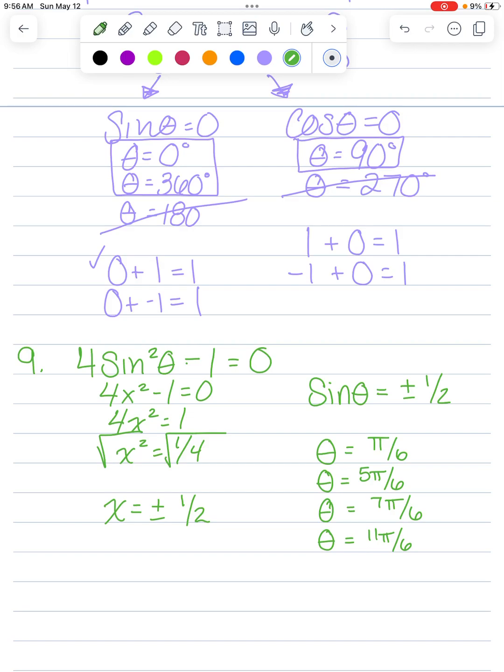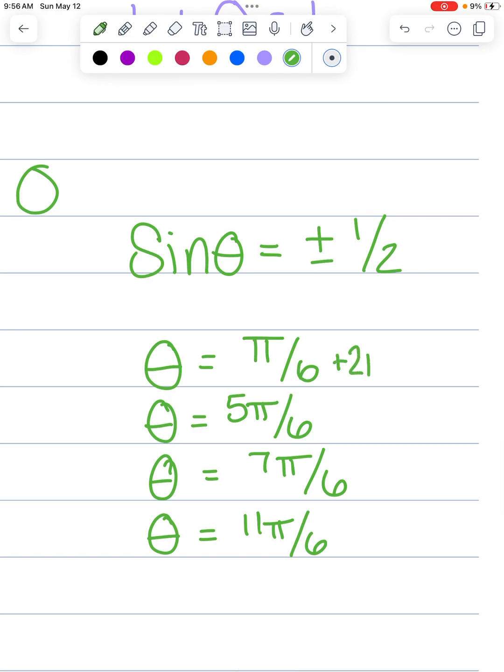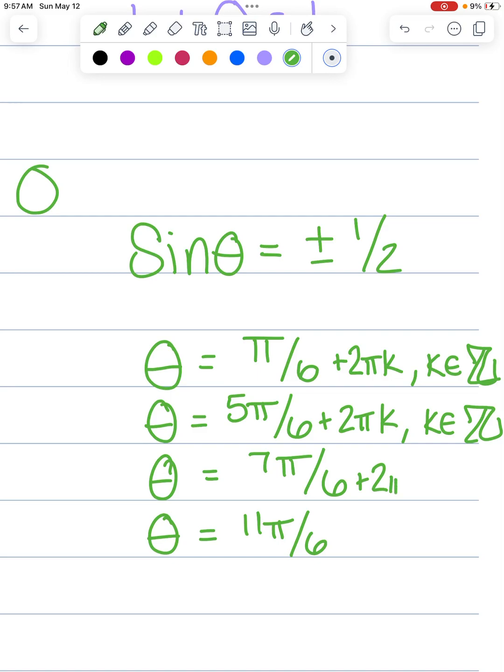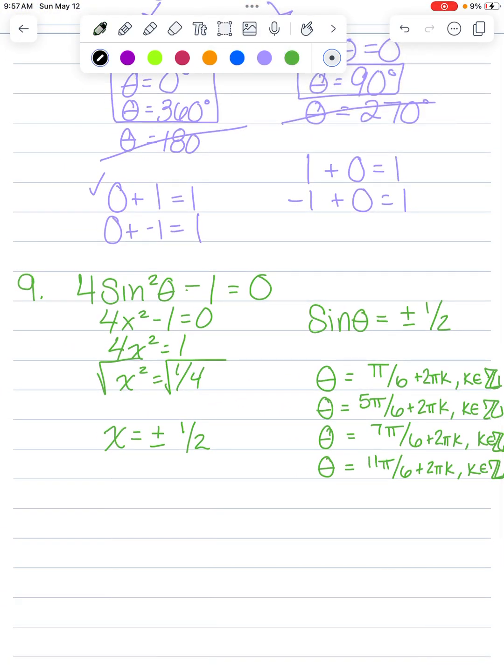Now, I want for all theta in radians, which means I'm taking all of these answers and saying plus 2 pi k, because a full circle, where k is an integer, plus 2 pi k, where k is an integer, on each of them. So, there's question 9.